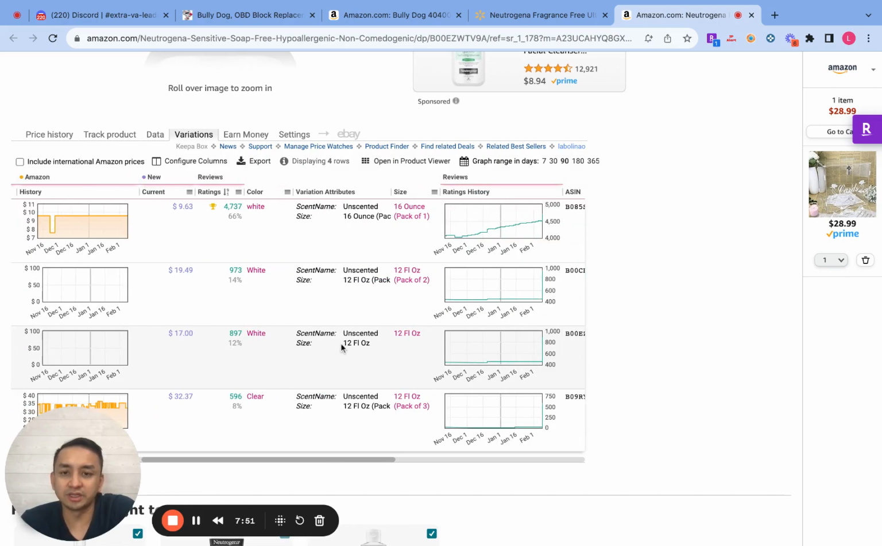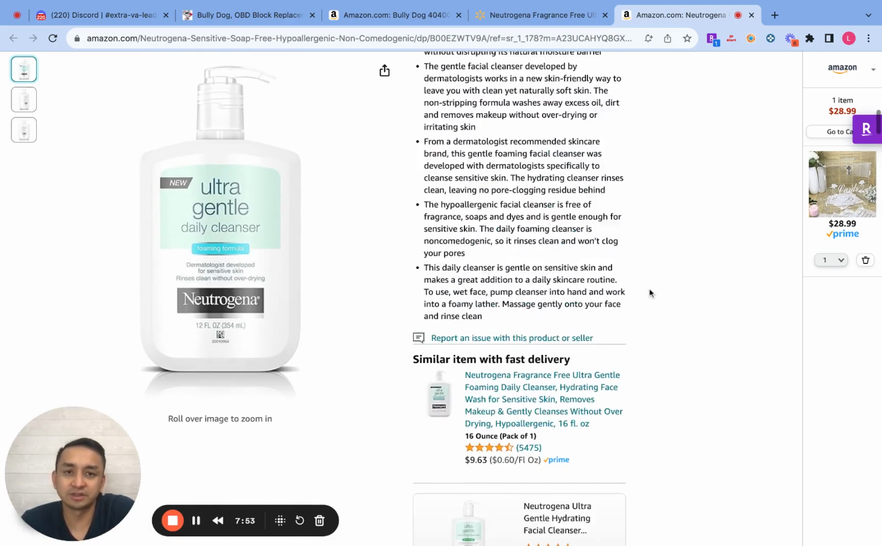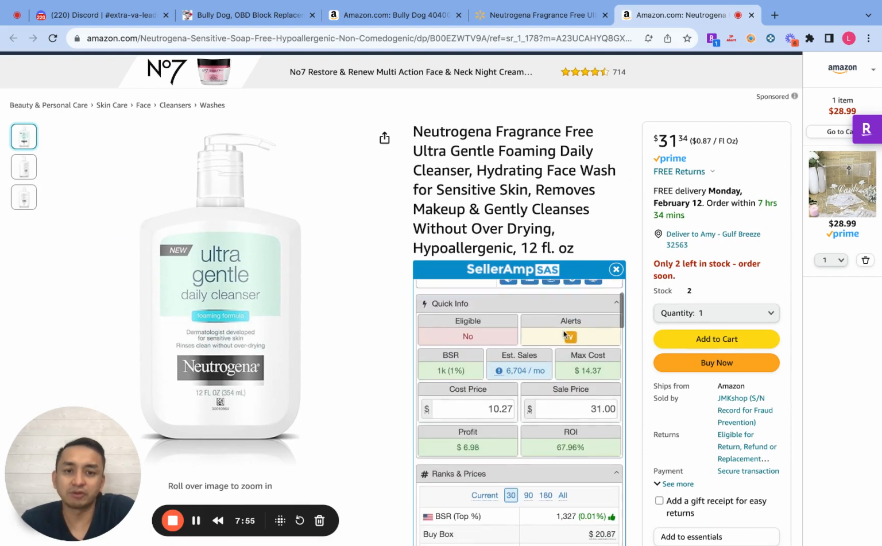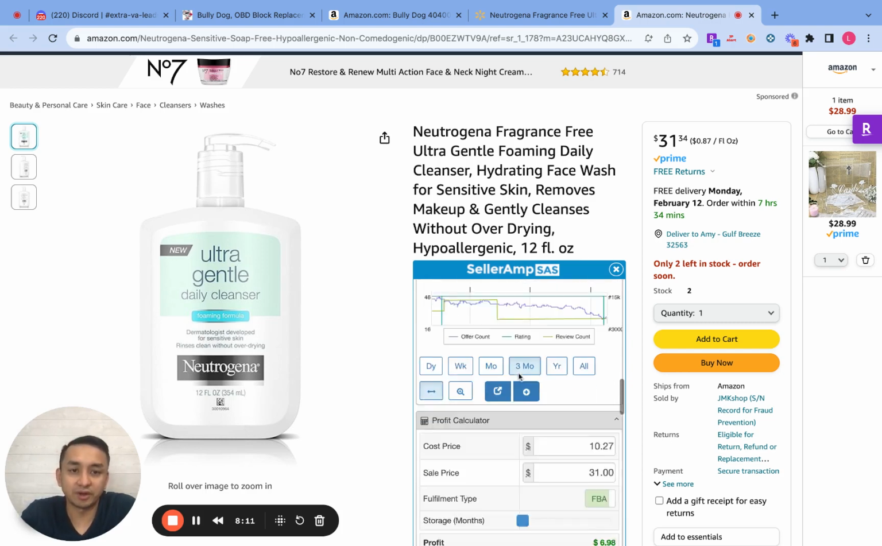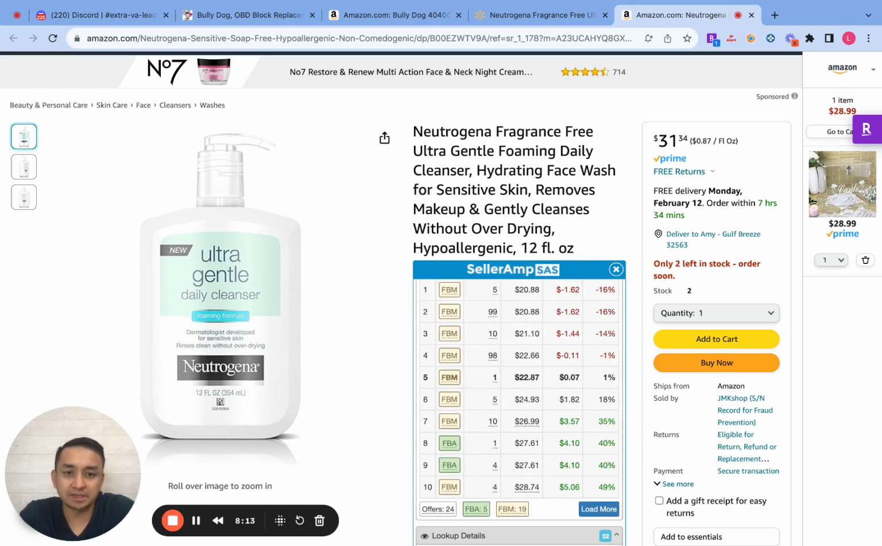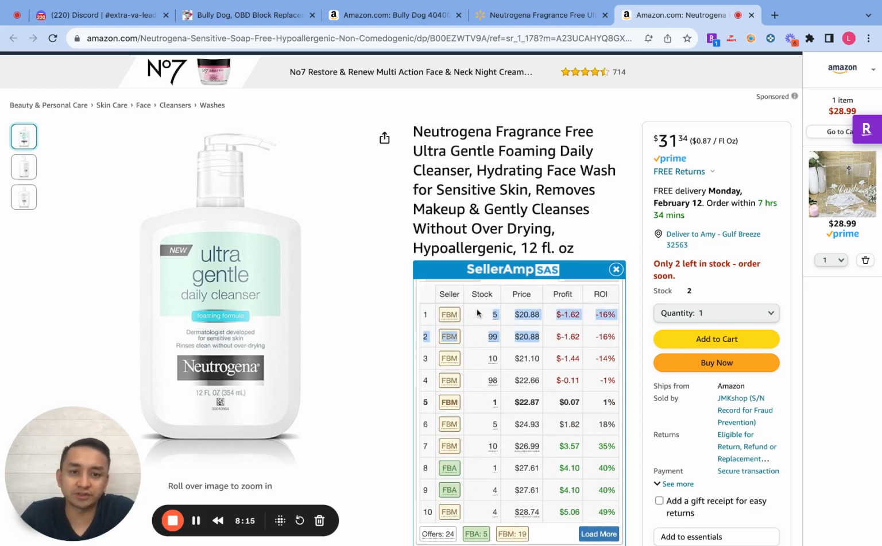So this one is getting 12% of the sales, right? So I would take 12% of this number. 6704 times 0.12. So this exact variation is getting 800 sales a month, right? The only problem though is that the first 5 sellers on this listing are selling this at a way lower price.